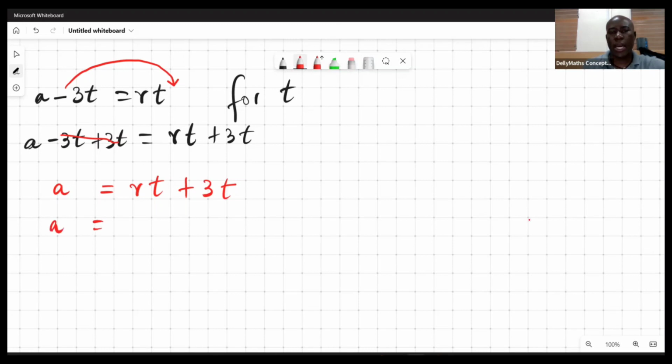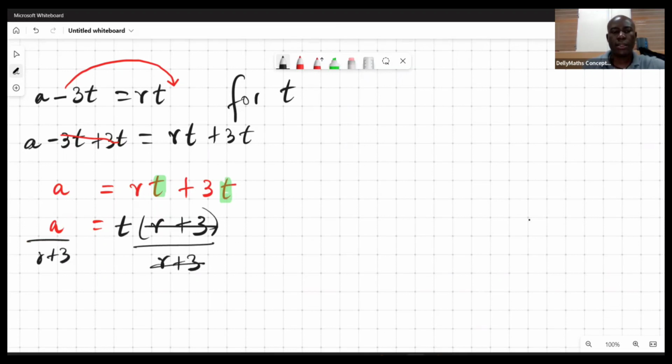On the right side, you're noticing that I'm having two t's here, which means that t is a common factor. So I'm going to factor out t. T into rt is r. Then we have r plus 3. So now we have a single t. Dividing both sides by r plus 3, we could now conclude that a over r plus 3 is equal to t.